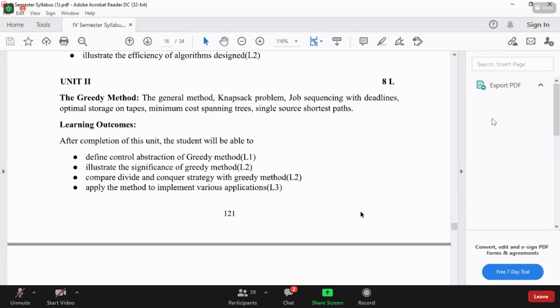Do you know what control abstraction is? Control abstraction is nothing but the general method. After completion of this unit, the student will be able to define control abstraction. Next, illustrate the significance of the greedy method. Significance is just for finding minimum or maximum result. Compare divide and conquer strategy with the greedy method. Divide and conquer means we divide the given problem into subproblems. The greedy method is entirely different. Apply the method to implement various applications. All the problems are the applications.